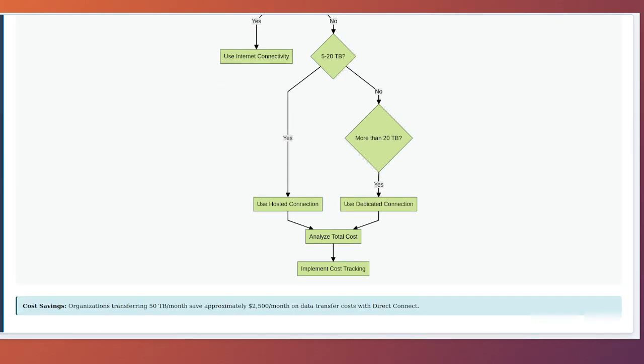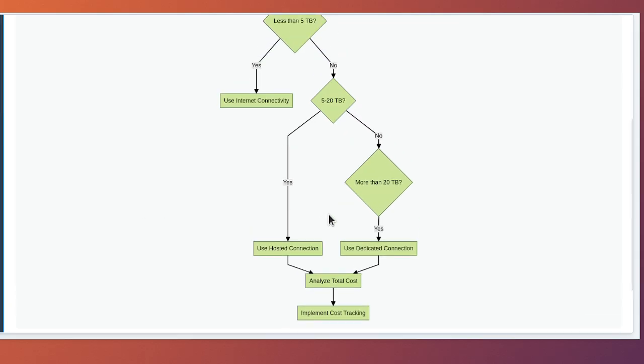Data transfer costs are where you can achieve significant savings. Direct Connect data transfer out rates are typically much lower than internet-based egress charges. For example, internet egress might cost 9 cents per gigabyte while Direct Connect egress might cost 2 cents per gigabyte. If you transfer 50 terabytes per month from AWS to on-premises, that is a difference of $3,500 versus $1,000, saving $2,500 per month. At this volume, the savings easily cover the port hour charges and make Direct Connect economically attractive.